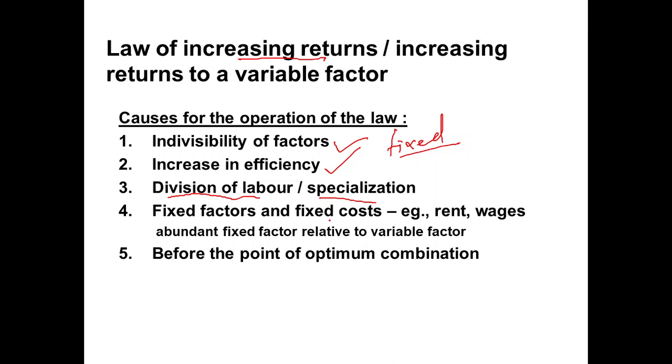Then there are fixed factor and fixed cost, that is rent, wages: abundant fixed factor relative to variable factor. In the first stage, the fixed factors are abundant in relation to the variable factor. Variable factors are less and fixed factors are more in comparison. So as you increase the production, as you hire more workers to produce more, these costs are spread out among a larger number of output. That's why there is increasing return. And the last cause of the increasing return is that we are before the point of optimum combination. The optimum labor and capital ratio has still not been reached. That's why there is increasing return. So these five are important causes of the operation of increasing returns to a variable factor.